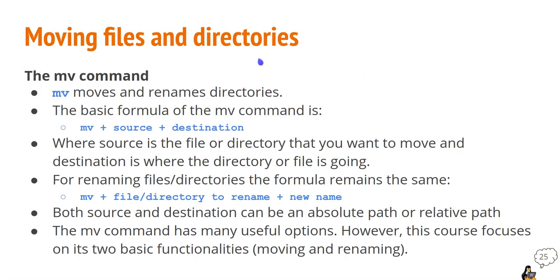For moving files, we use the mv command. The mv command can do both, rename directories and move directories, and this also applies to files. The basic formula of the mv command is mv, then the source, meaning the file or directory that you want to move, and then the destination, which is where the files or directories are going to. For renaming files and directories, the formula remains the same: mv, the file or directory to rename, and then the new name. Both source and destination can be absolute path or relative path, or a combination of both.